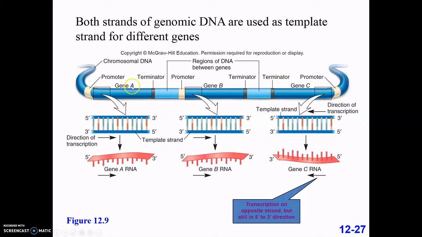So we have genes in all different orientations throughout our genomes, and bacteria have different orientations throughout their genomes as well. On occasion, you can even have genes overlapping. So a promoter for another gene might actually be part of the coding region for another protein. So you can have a lot of variety of how this is set up.